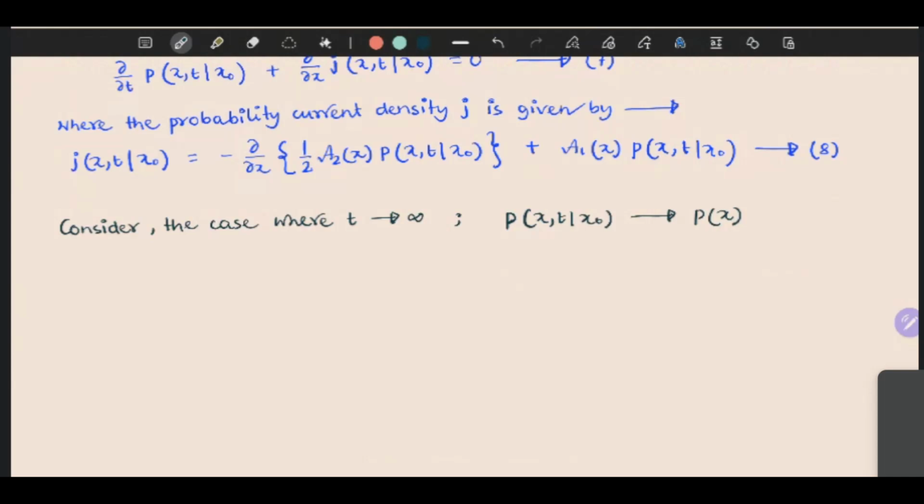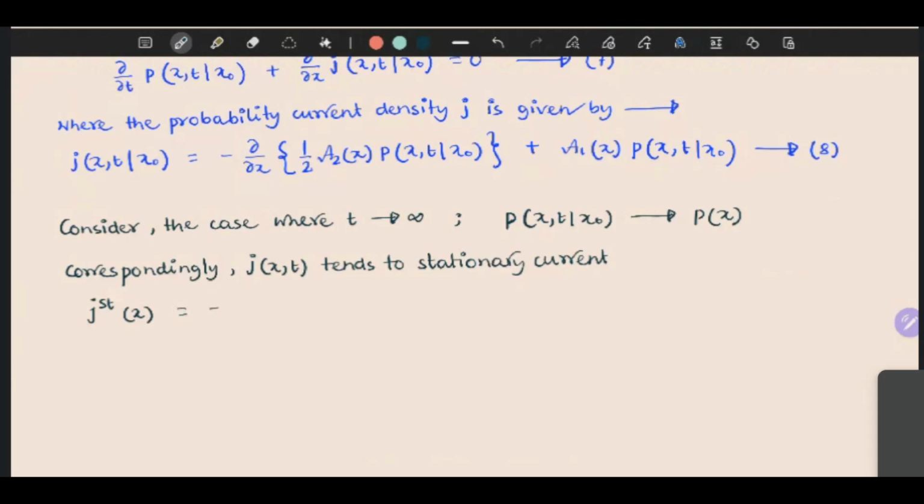So then correspondingly J(x,t) tends to a stationary current, where J stationary of x becomes minus d/dx of half a2 of x p of x plus a1 of x p of x. Let's say this is equation 9.